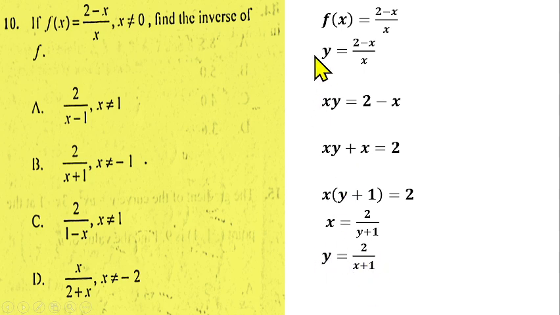But this y and this y, they are not the same thing. This y represents f of x, and this y represents inverse of f of x. So you'll be having inverse of f of x equal to 2 over x plus 1, which is option B for question number 10.